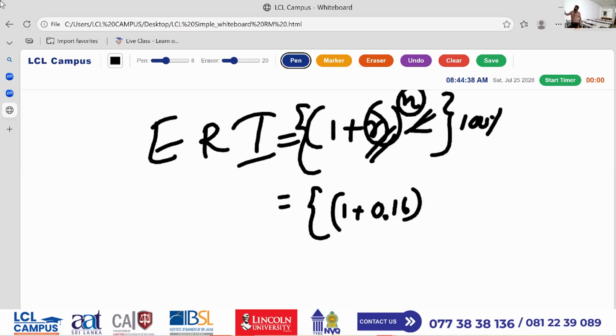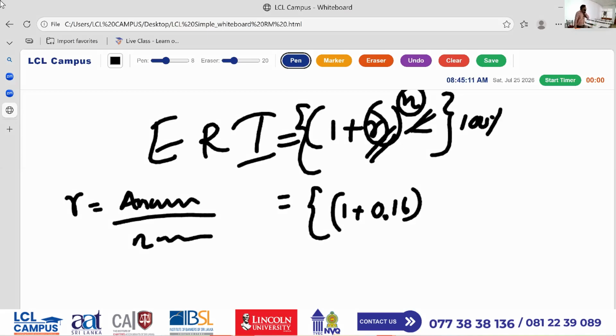Here R means the rate of interest according to the given compound period. Here, the 16% is per annum rate, no? But they have mentioned compounded quarterly, no? R means annual rate divided by number of compounded times per year. Annual rate divided by number of compounded times per year. Here the annual rate is what? 16%. Compounded quarterly means number of compounded times per year.